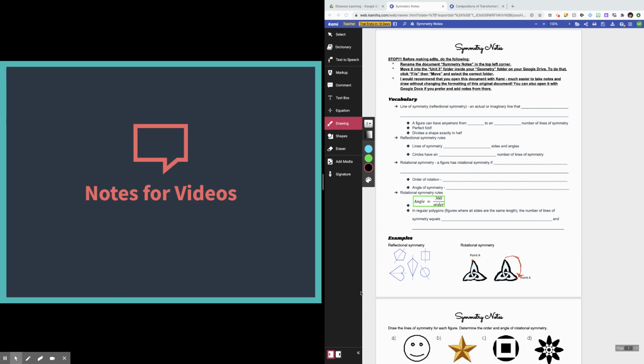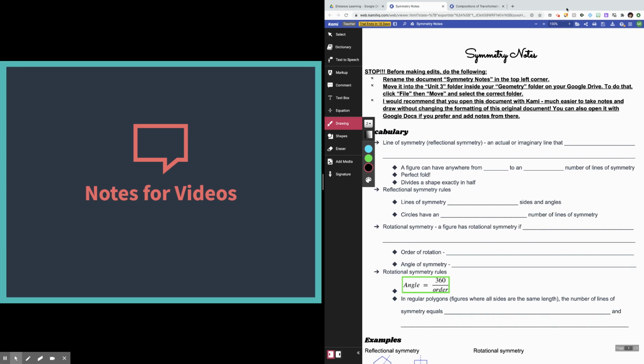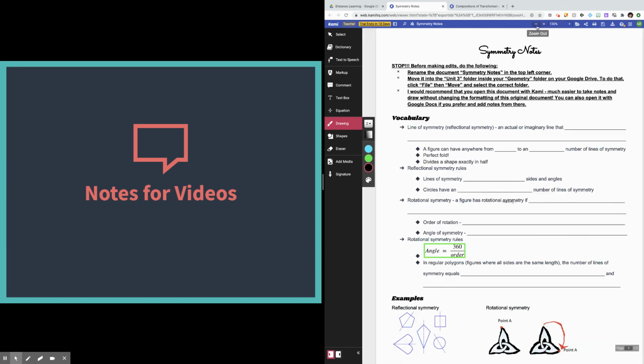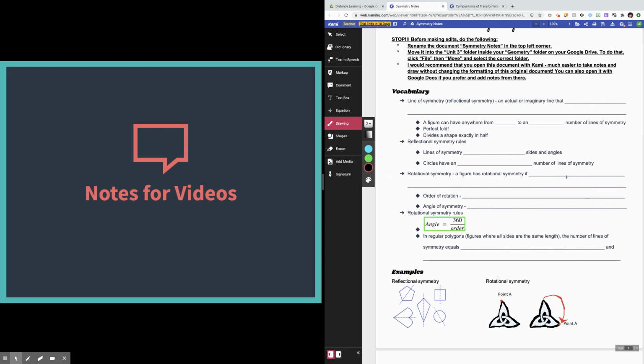As always, you can see the slides that I would normally put up for you on the left side of your screen, and then the notes here on the right side of your screen. And as always, I am doing my annotation with Cami so that it's a little easier for me to write on the screen for you all. All right, so let's go ahead and jump into it.